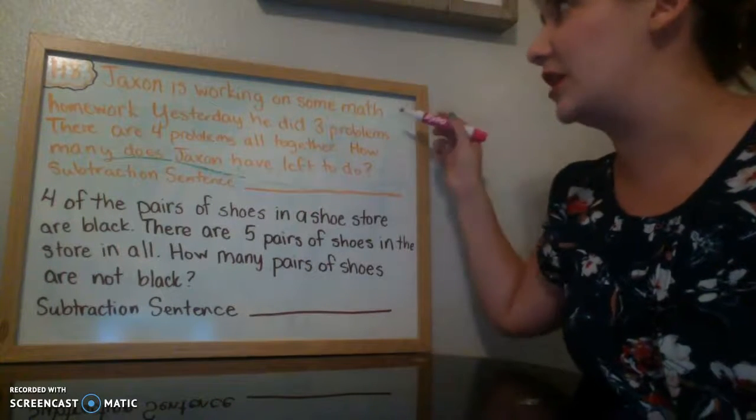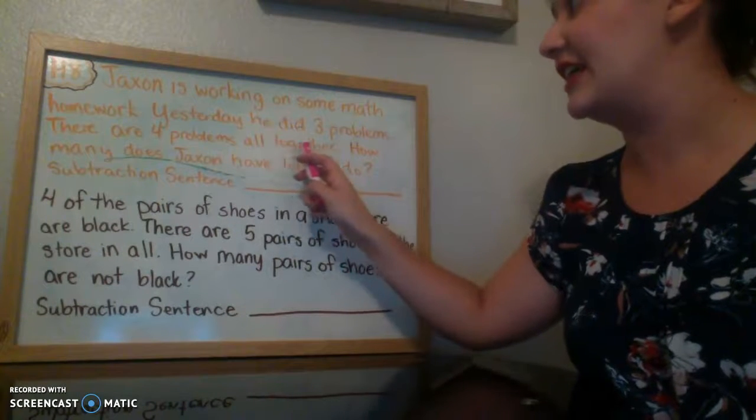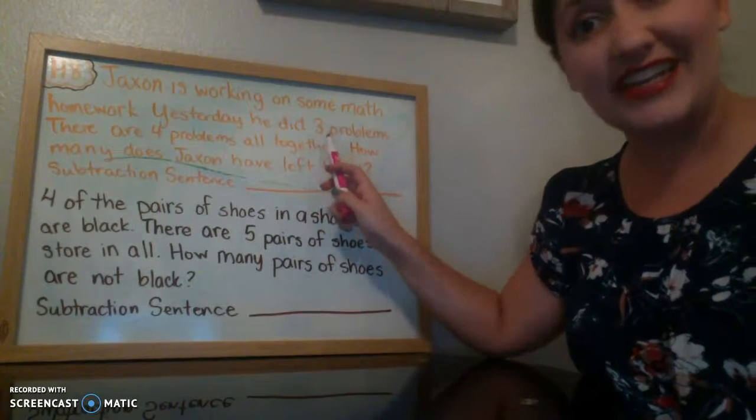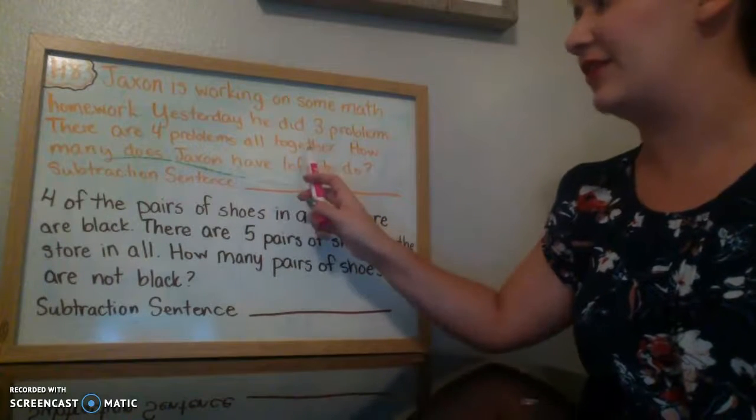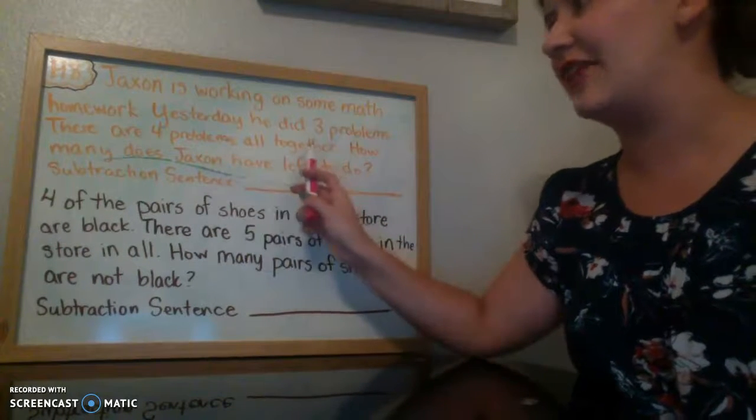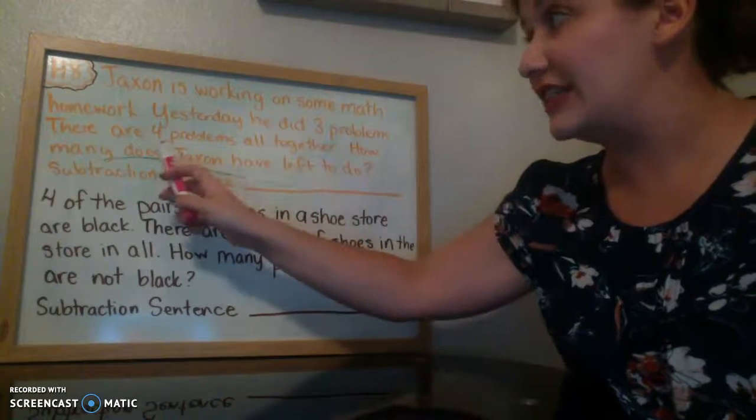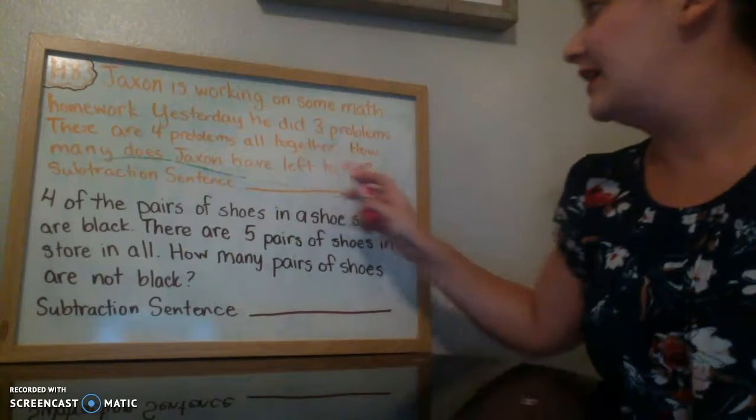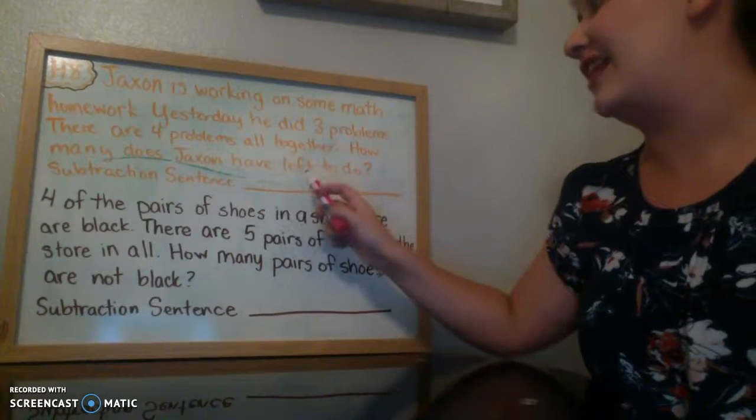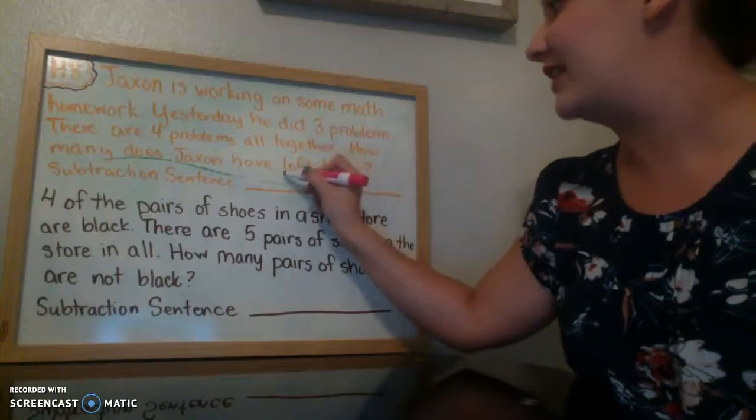So Jackson is working on math homework. And this tells us that yesterday he did how many? That's right, yesterday he did 3 problems. And there are 4 problems altogether. Now when we see 4 altogether, that means there are 4 total. So he needs to get done how many? He needs to get done 4. That's right. And the question is, how many does he have left to do? So how many does he have left?